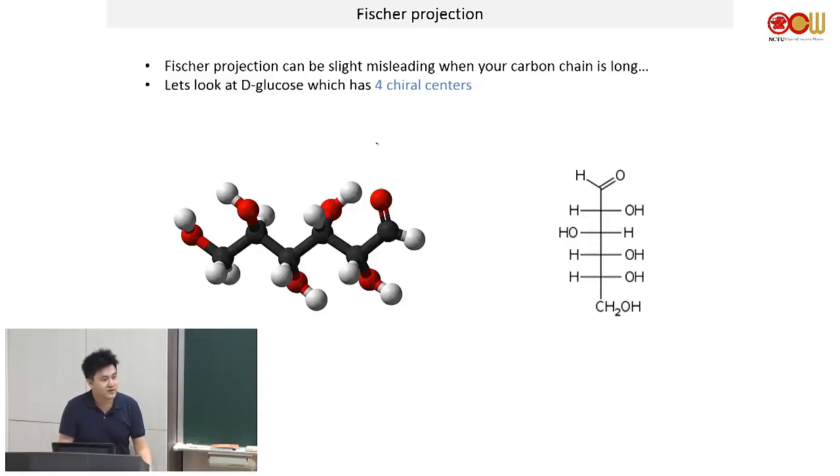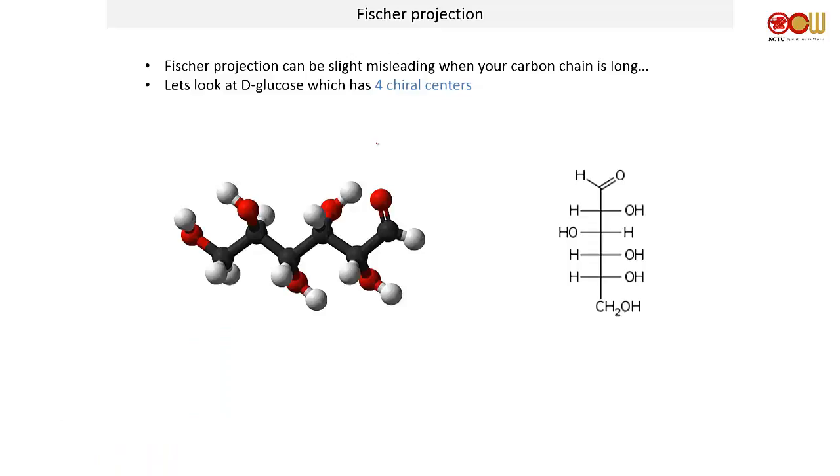Now, looking at this particular figure, this is D-glucose, so it has 6 carbons. You have carbon number 1, 2, 3, 4, 5, 6, corresponding to 1, 2, 3, 4, 5, 6. Now, a common mistake that students make when looking at the Fisher projection is that you're looking at this structure.